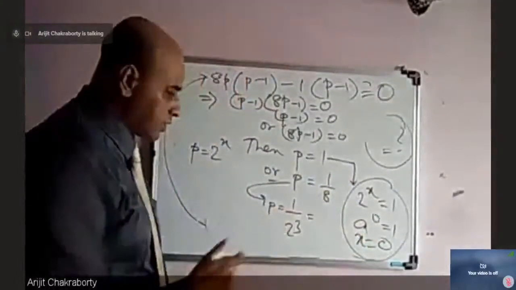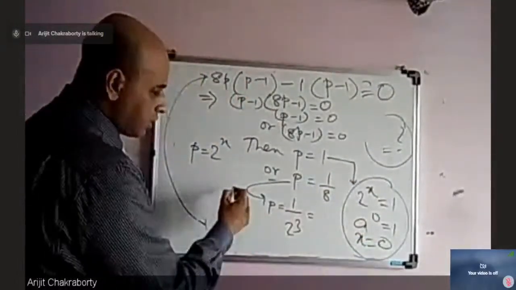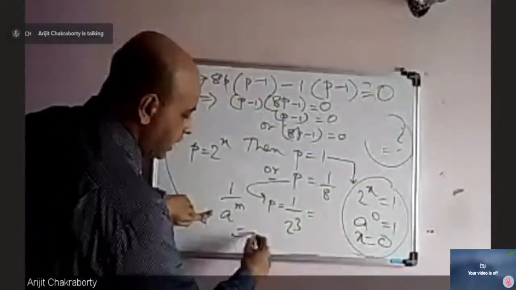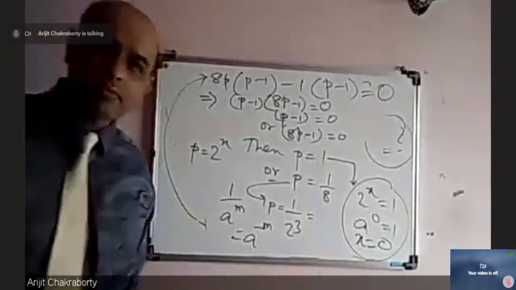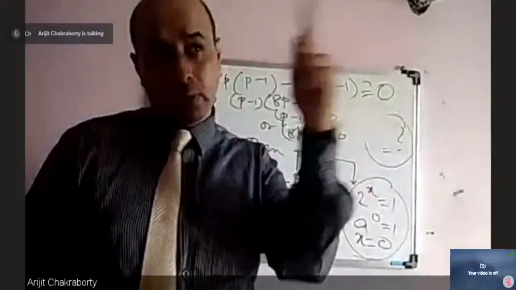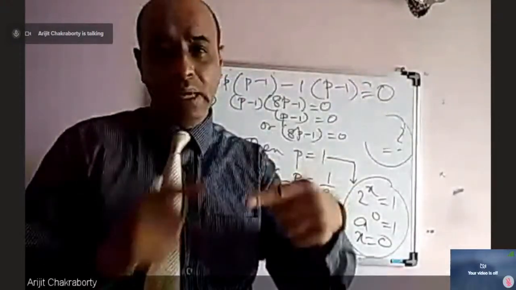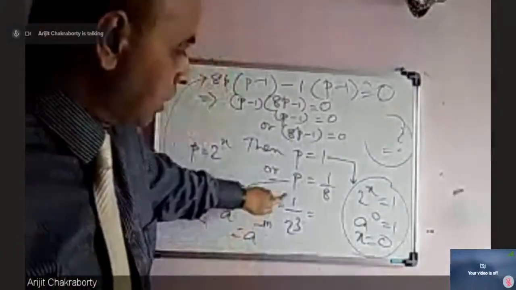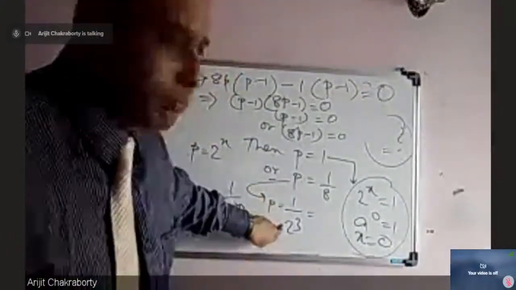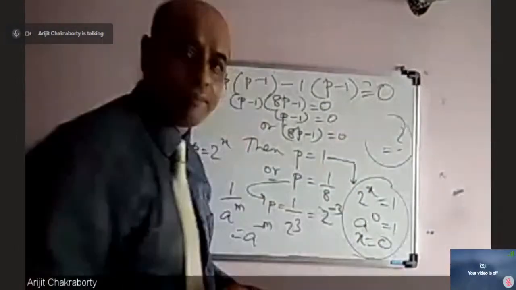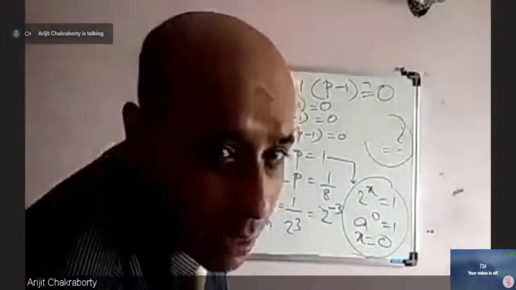You know that 1 by a to the power m means a to the power minus m. 1 by a to the power m in the denominator means a to the power minus m. The sign of the index will change. So here also 1 by 2 to the power 3, you bring it to the numerator, and it becomes 2 to the power minus 3.